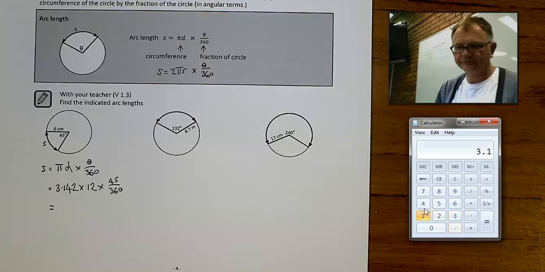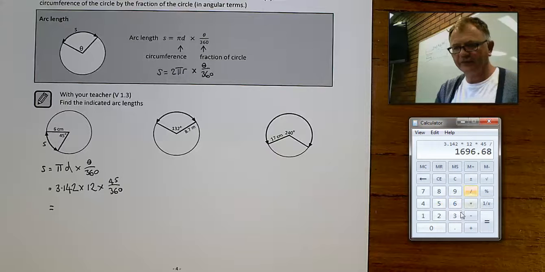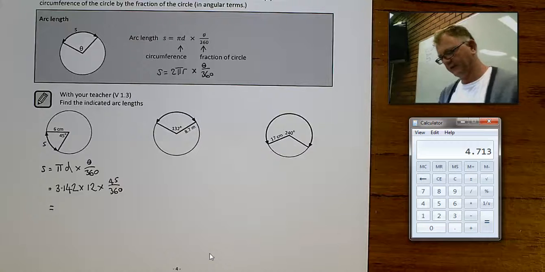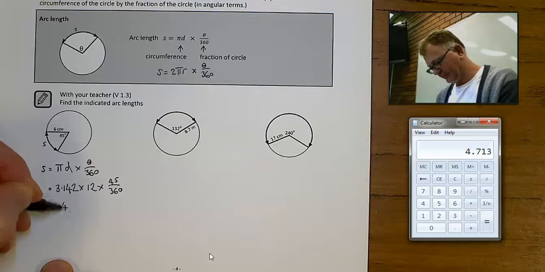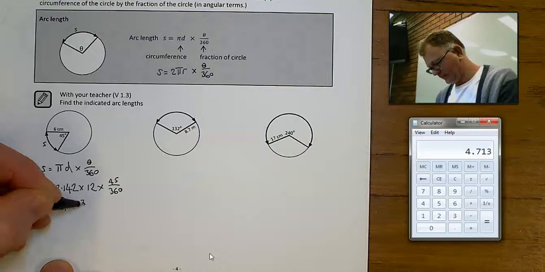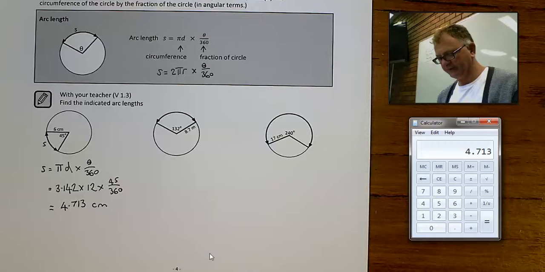3.142 times 12, that'll give me the circumference of the full circle, and now I've got to times it by 45 and divide it by 360, and the distance from here to here works out to be 4.713. The question was written in centimetres, my answer is in centimetres. Let's have a go at another couple of questions.